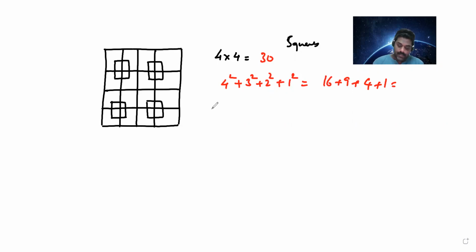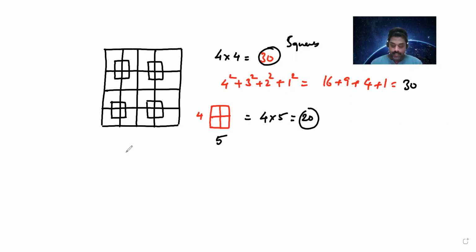And if you observe, I have 4 such squares having a plus symbol. Just now I told you, whenever you find a symbol like this, the number of squares is 5. So 4 fives are 20. So this is 30 and this is 20, so my total number of squares would be 50. Right? One more question.